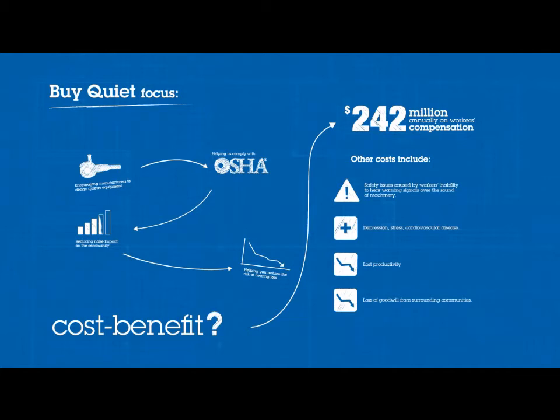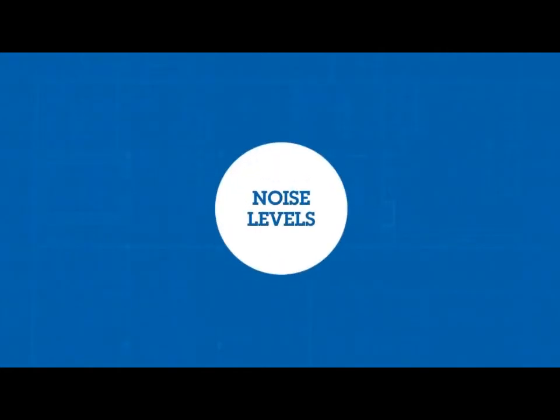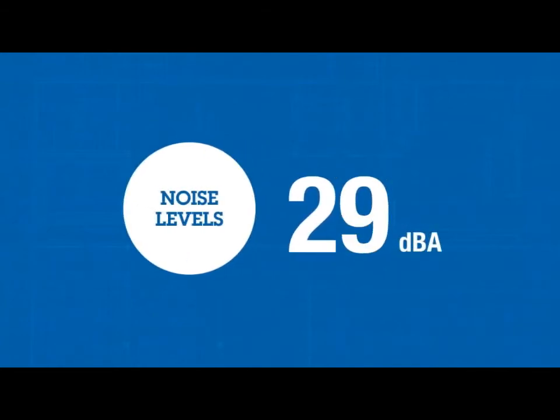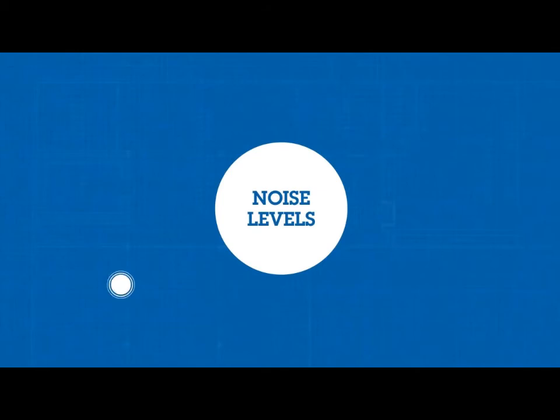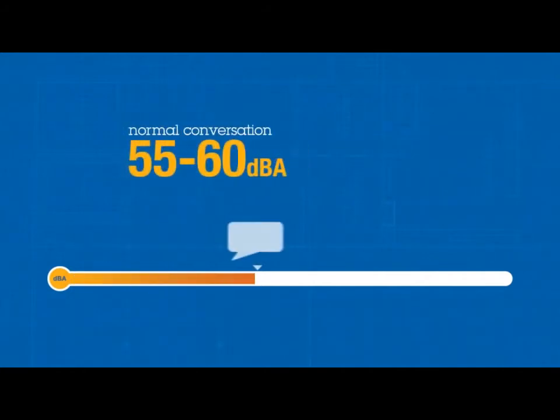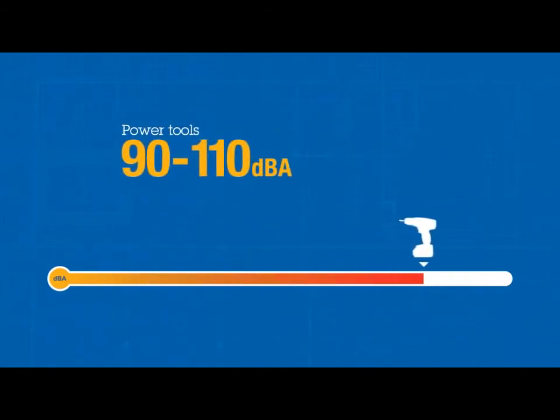Noise levels, like sound pressure levels, are measured on a decibel scale, or dBA, which corresponds to the ear's sensitivity to sound. Noise levels at your ears depend primarily on how loud the noise sources are, but they also depend on how close you are to the source and on the characteristics of the work area. Here's some perspective. At typical distances, a whisper is about 30 decibels. Normal conversation is about 60 decibels. And power tools are often between 90 and 110 decibels.